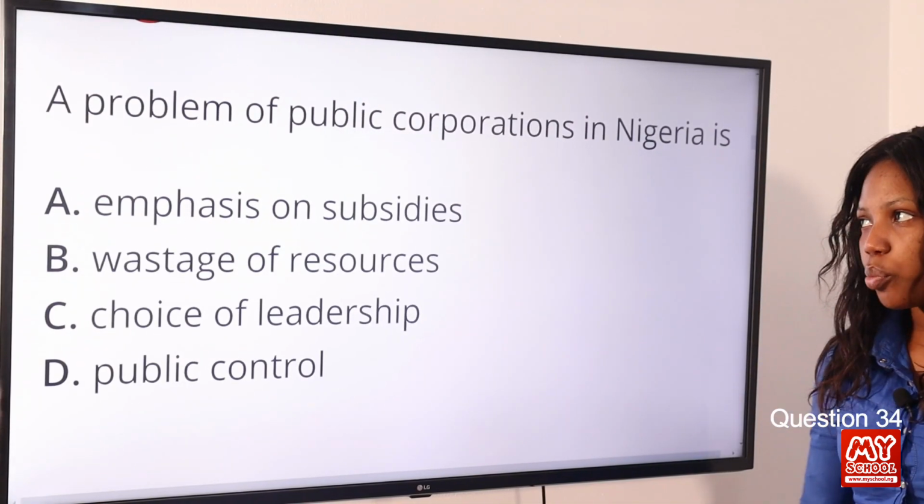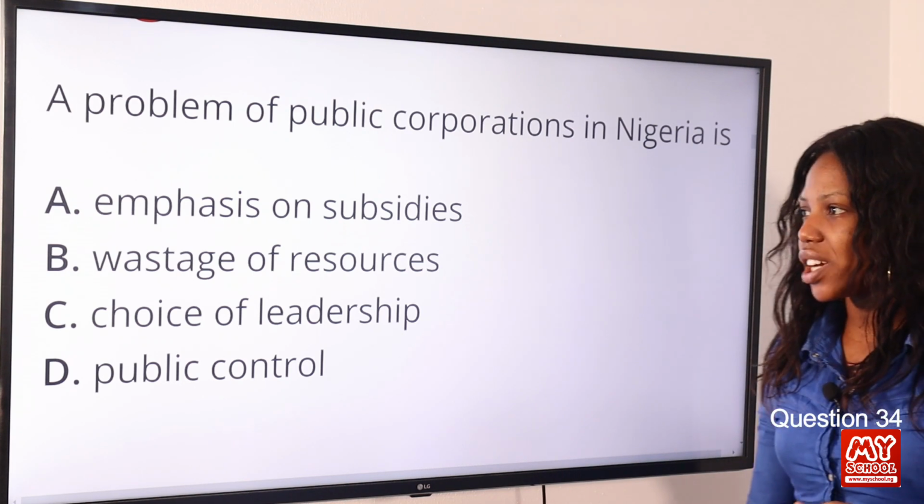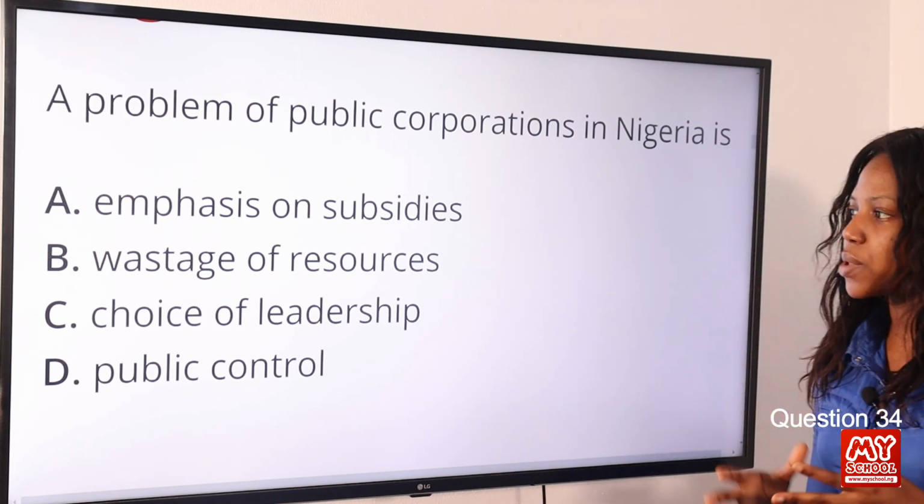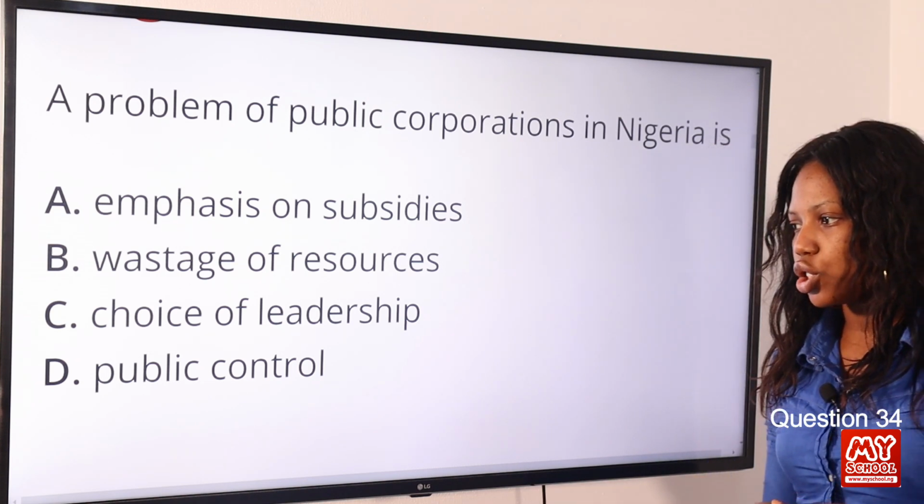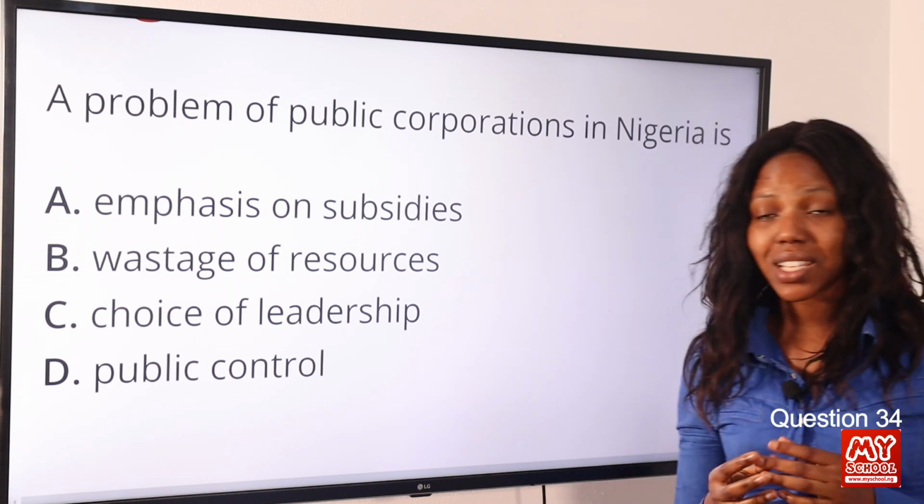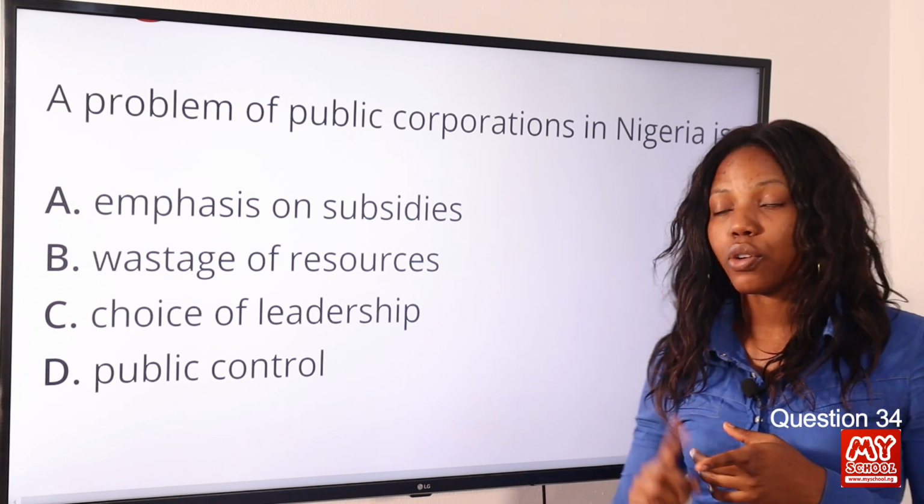Question 34. A problem of public corporation in Nigeria is option A, emphasis on subsidies. Option B, wastage of resources. Option C, choice of leadership. Option D, public control. The answer to this question is option B, wastage of resources.